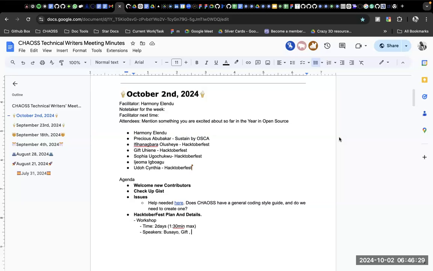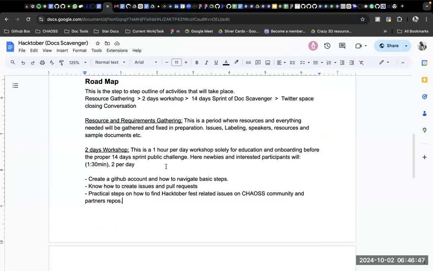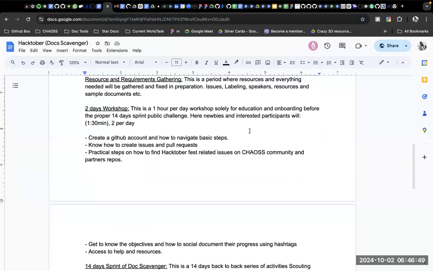The reason why I asked if a date for the workshop has been fixed is to be able to know if I would have time. There was one part I was looking at, maybe I could take that day, but there's no schedule yet. So which one would you think? This practical step for how to find October 1st related issues. Yeah, I could do that, but it depends on time and day.